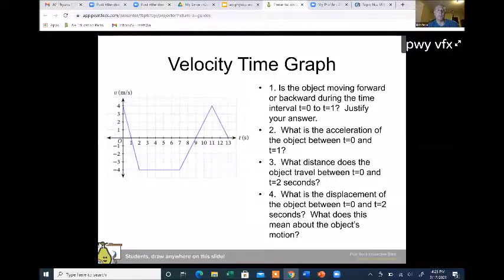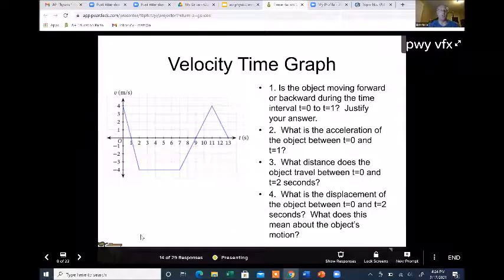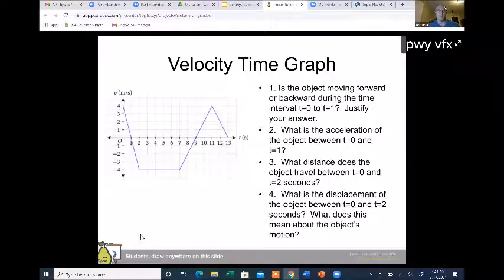I want you guys to answer question 1 just on your slide. It wants to know, is the object moving forward or backward? So just tell me forward or backward, and then in 2 or 3 words, tell me why you think that's true. Talk about the graph. Go ahead and answer question 1 only right now. Justify your answer.